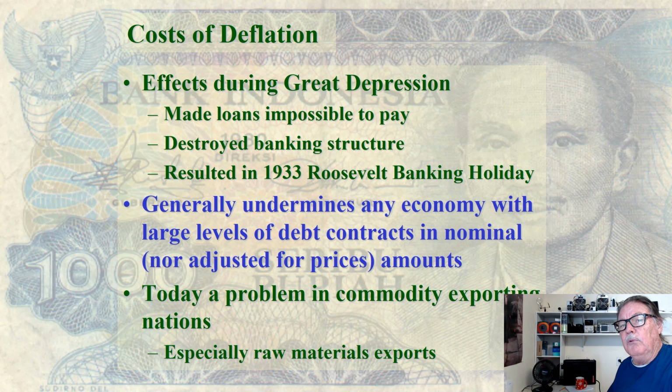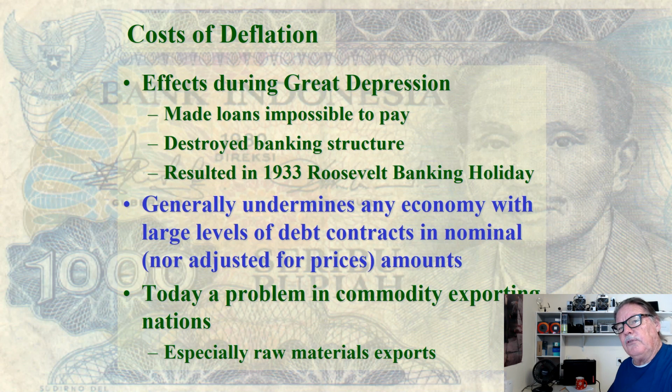It made loans impossible to pay, and this was partly because we were largely an agricultural economy still in 1929, 1930, 31. About 80% of households still made their living in some way or the other from agriculture. And lending was largely agricultural lending and some mortgage lending. There wasn't much consumer lending going on at the time. And so a lot of the loans were agricultural loans.